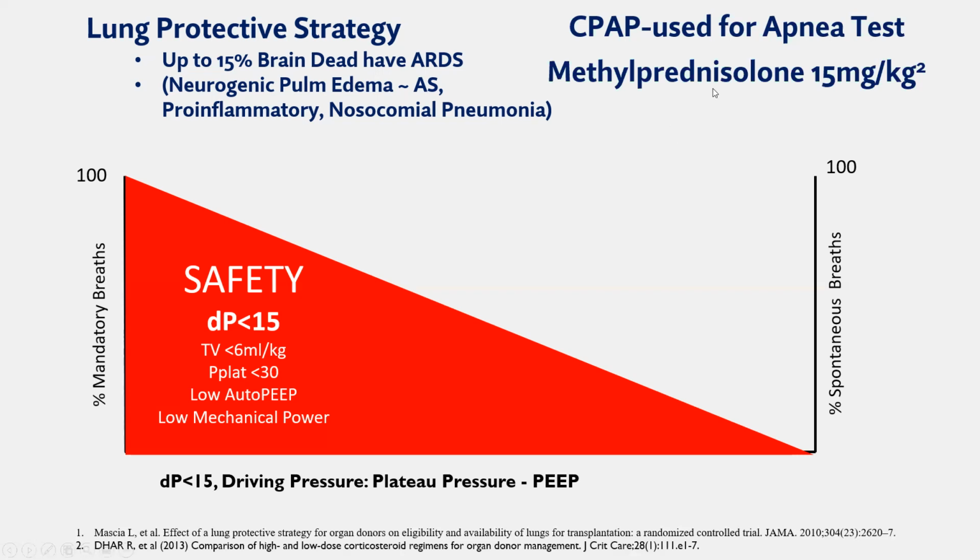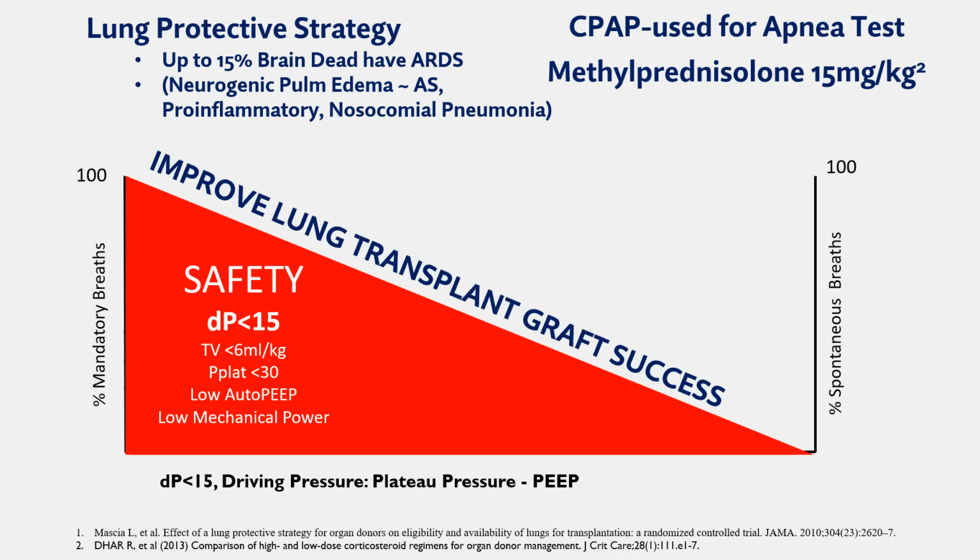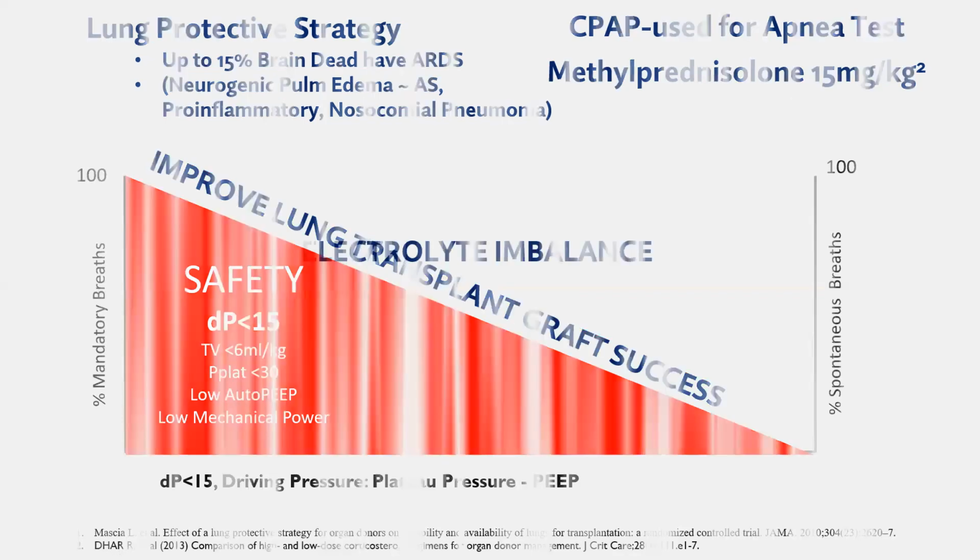So methylprednisolone or any other steroid at 15 milligram per kilo have been shown to increase the graft function. I'll be talking more about steroid after this. So all these lung protection strategies, CPAP used for apnea test, and steroid will improve lung transplant graft success.